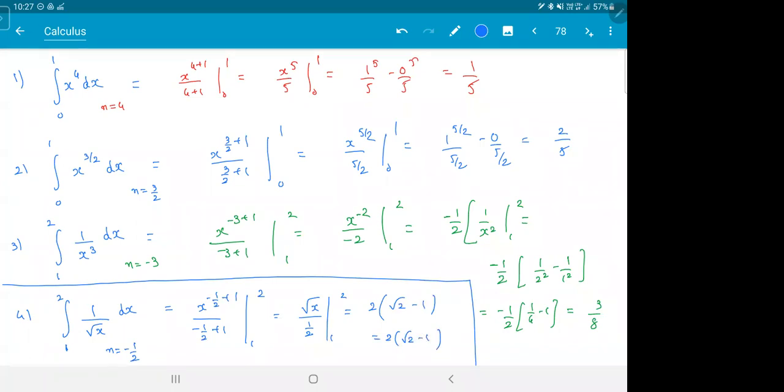Check out the steps. 1, 2, 3, 4. Anything you need, please ask me. I'll show it on the next page if you want it in more detail. So once you got the integration, it is just a matter of simplifying it. Put the upper limit, put the lower limit, and subtract them. Check it out. Anything you didn't get, ask me.